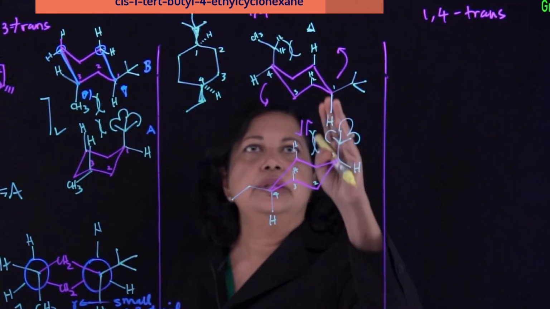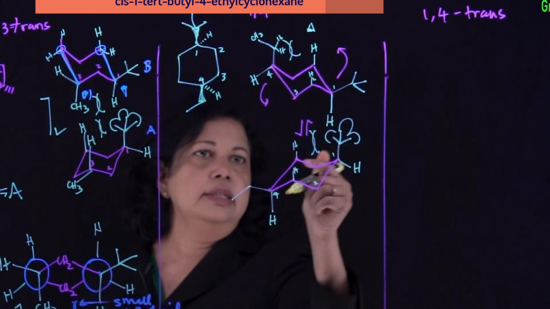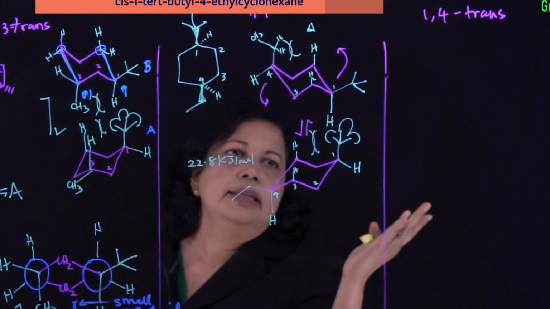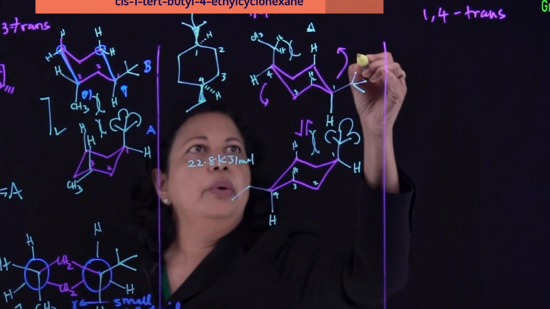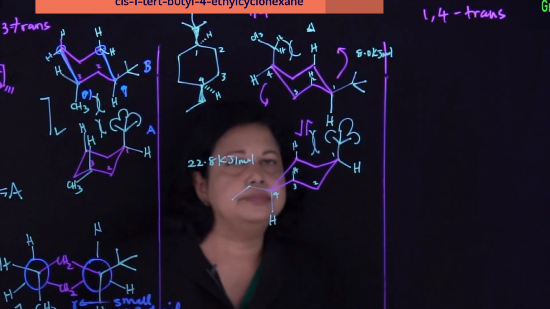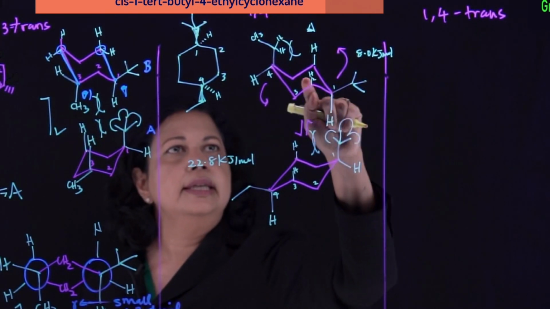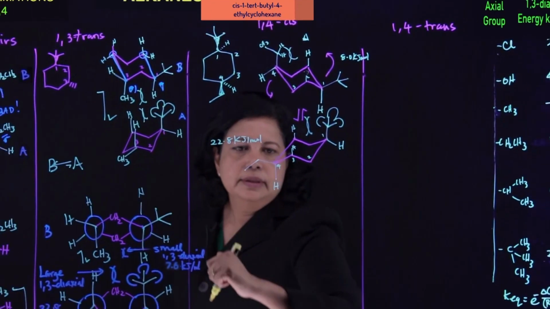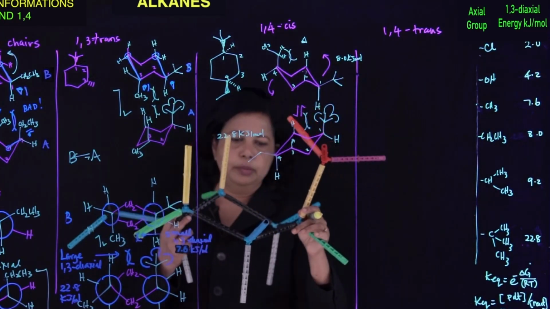So between the two of them, I would think you would prefer this one. This is about 22.8 kilojoules per mole higher than a cyclohexane. This is 8.0 kilojoules per mole. There won't be any gauche either because this and this is anti, this and this is anti, so you don't have gauche interactions.